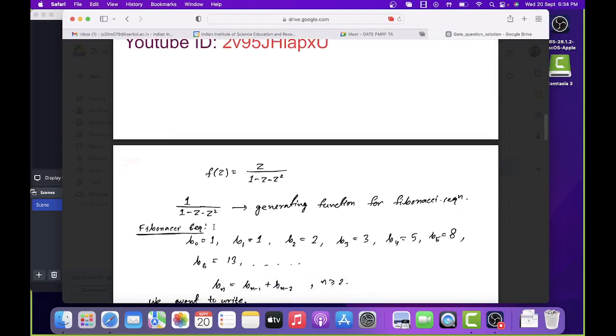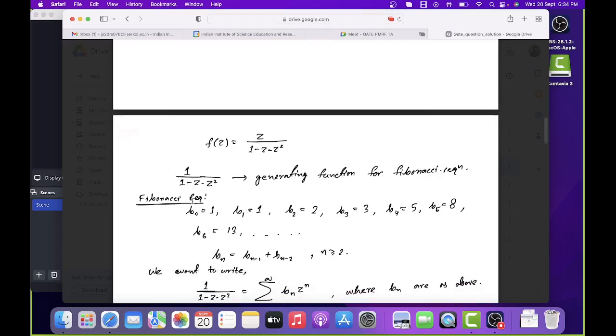So what is meant by the generating function of some sequence? In a formal way, ignoring convergence or anything, you write it as the summation of that sequence as the coefficient of z to the power n, right? So this means that this is the generating function of that sequence. So we'll show that this function is the generating function for that Fibonacci sequence.